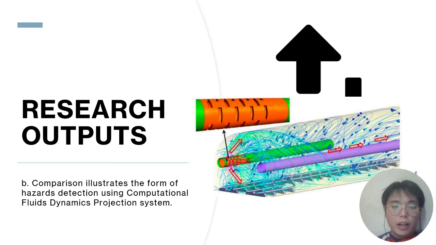So the second output is the comparison illustrations of the forms of hazard detection using the computational fluid dynamics projection system. It can be seen that the projections have been shown clearly, as the hazard shown inside this diagram is carbon monoxide. It can be seen clearly that the ventilation system has been illustrated by using the governing equations of the CFD system. This system eventually will show how it affects the ventilation inside the mining area, so the necessary action can be taken.